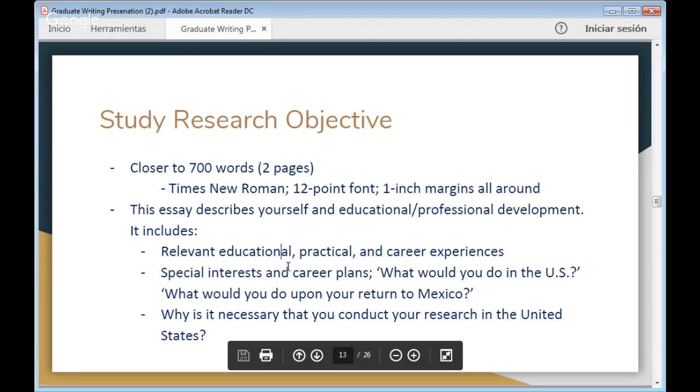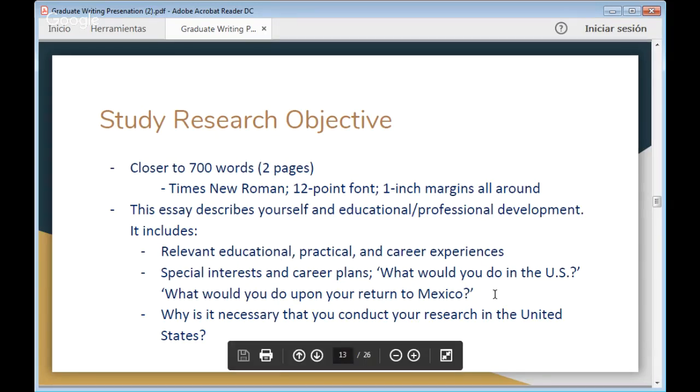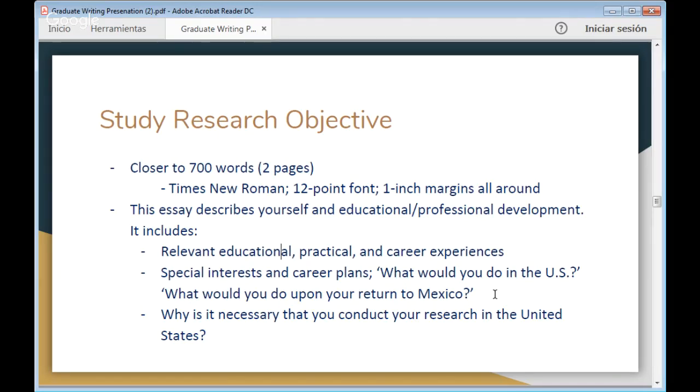So special interests and career plans, what it is you want to do in the future, and especially as international students, what it is that you want to do in the US. Why is it that you're interested in studying in the United States? And what would you do upon your return to Mexico? What can you bring back to your country here after having done your graduate studies in the United States?